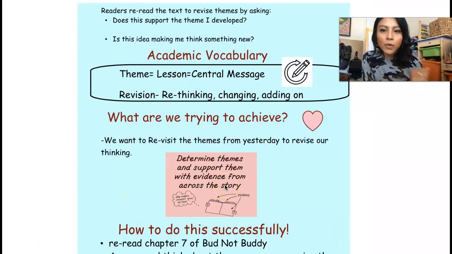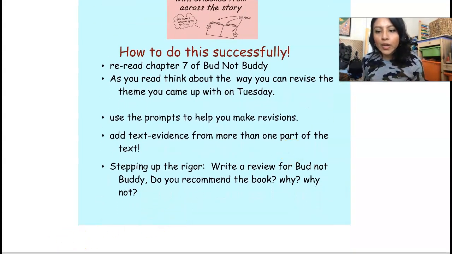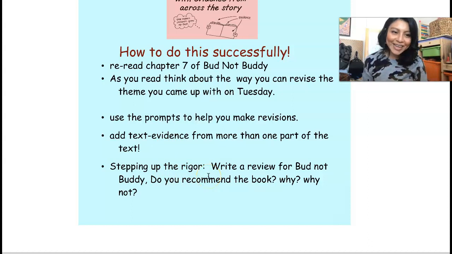Readers, in this lesson we worked on revising themes. Now this is what you are going to do next. You are going to reread Chapter 7 of Bud, Not Buddy from this morning. And as you read, you are going to think about the way that you can revise the theme that you came up with on Tuesday. Use the prompts to help you make revisions. Add text evidence from more than one part of the text, just like you saw me modeling. And for stepping up the rigor, if you're completely done and you're ready for a challenge, you can write a review for Bud, Not Buddy. Tell us, do you recommend the book? Why or why not?